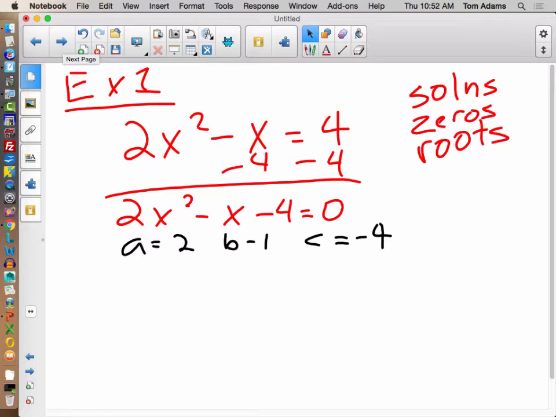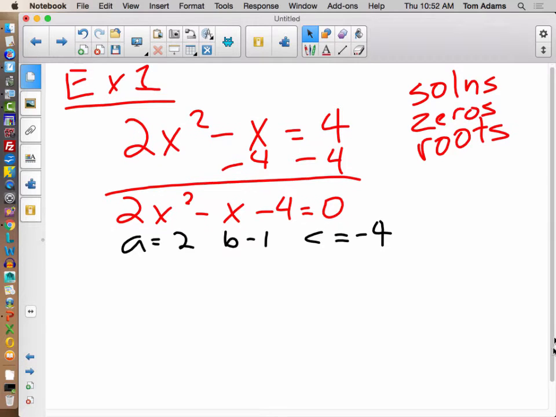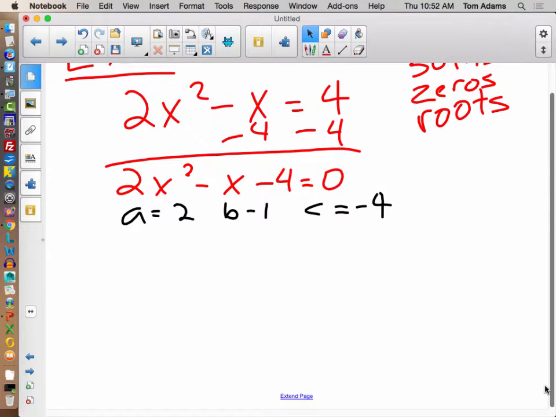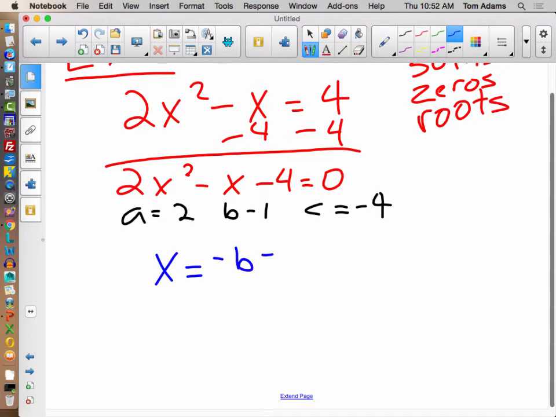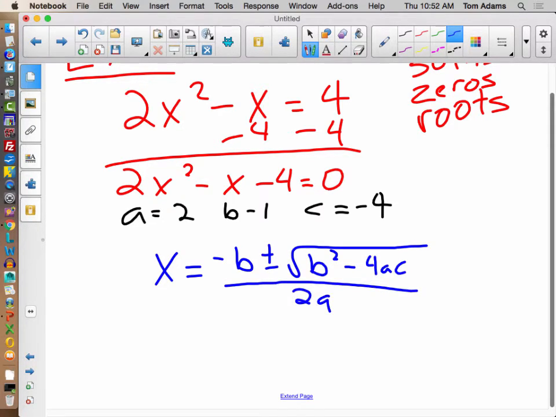Well, now I can just plug this into my quadratic formula. A couple things about the quadratic formula. Well, let's write it out first. So x is equal to negative b plus or minus the square root of b squared minus 4ac all over 2a.